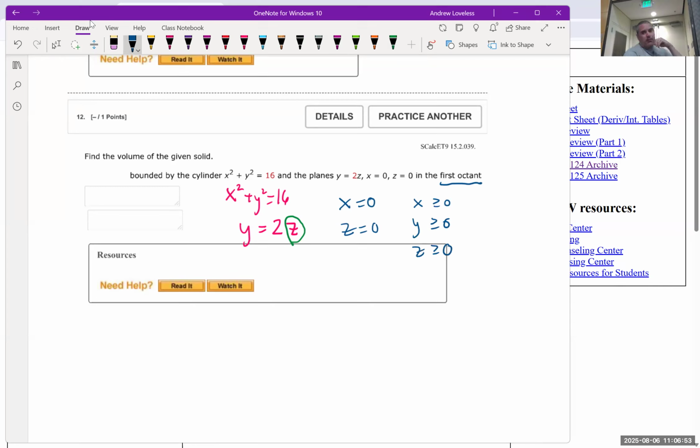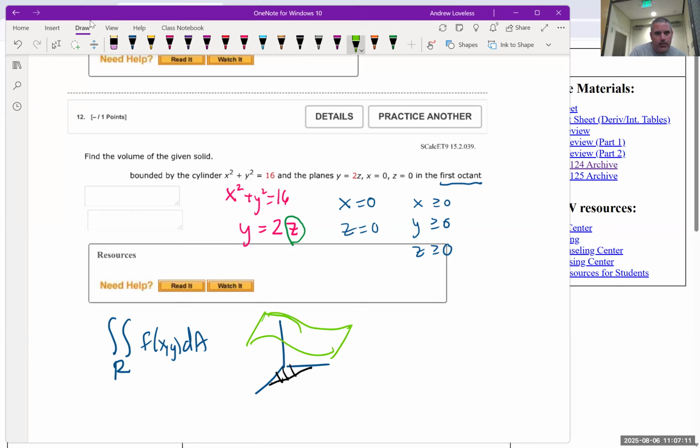That's a lot of stuff to decipher. And then we've got this tool that finds the volume from a region to a surface. So that tool says, you find a region on the ground, you find a surface, you plop the surface in here, you describe the region, and this will give the volume between them. Okay, so these problems are about using this tool to answer this question.